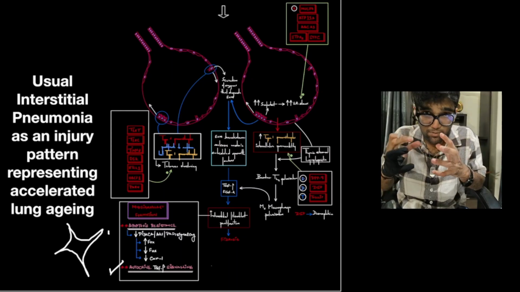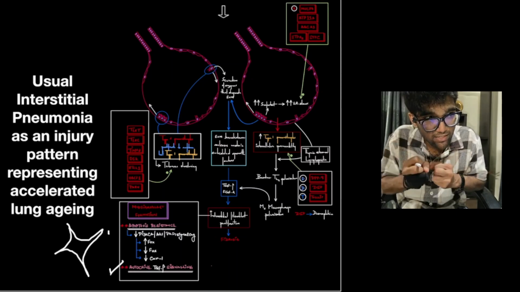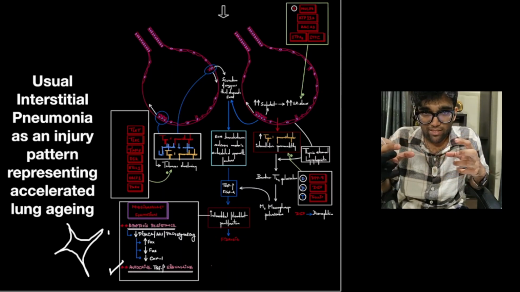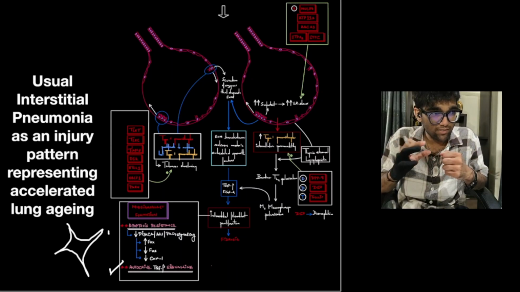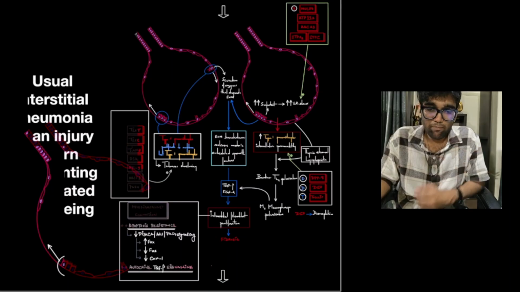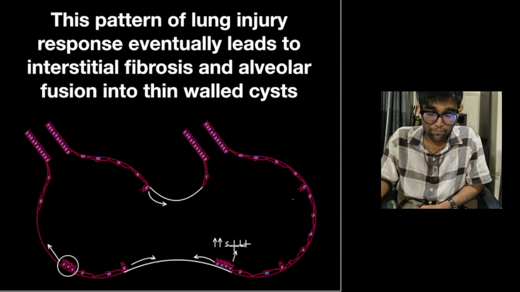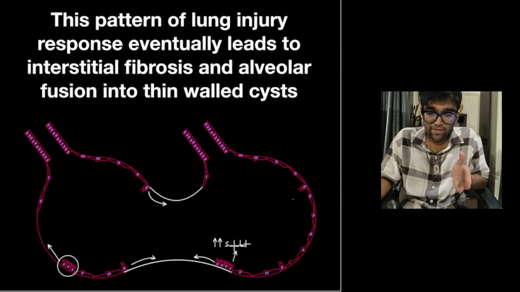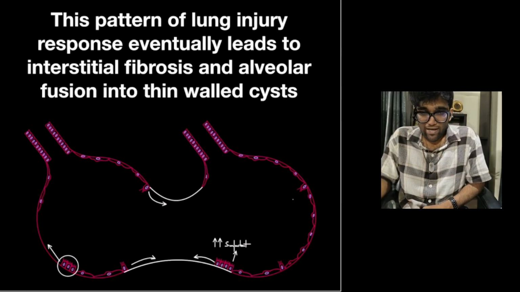When it contracts, it pulls the matrix into itself, and that is what creates the pulling effect of fibrotic lesions. So this is your pattern of lung injury that occurs in interstitial pneumonia, usual interstitial pneumonia. This pattern of lung injury eventually leads to, one, interstitial fibrosis, and second, alveolar fusion with very thin walled cysts. Now why thin walled? Because again, that is to minimize the surface tension.